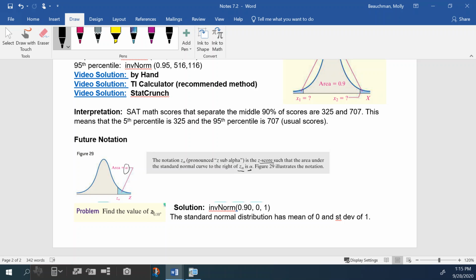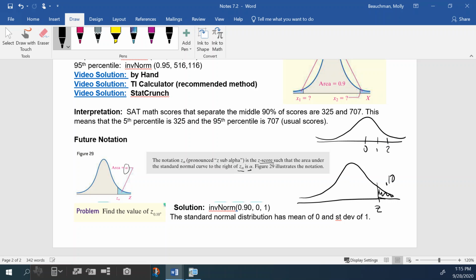So find the value of Z subscript 0.10. That means that you're trying to find the Z-score with an area to the right of 0.10. So Z-scores go with standard normal. So a standard normal distribution has a mean of 0 and a standard deviation of 1.